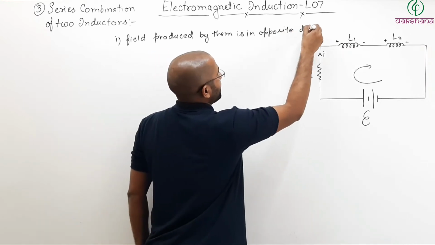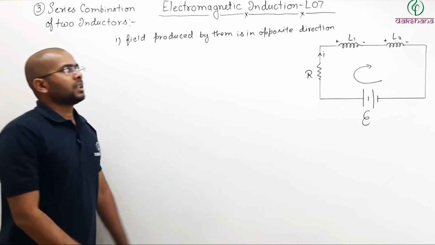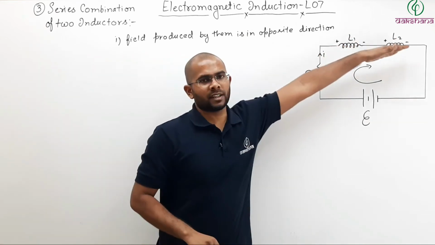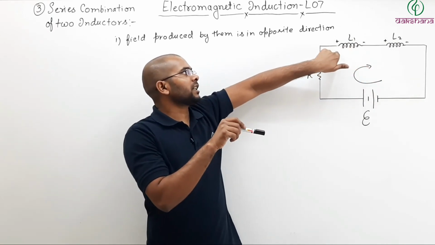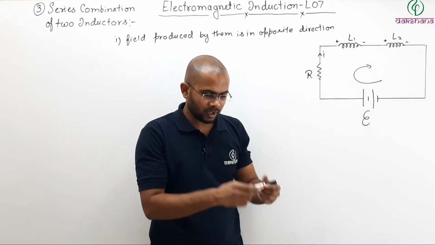This is a little bit above your syllabus, but you can just check it out. Now, how can they be in opposite direction? Because current is going in the same. They can be opposite direction because one here can be, let us say, anti-clockwise, and here it is clockwise. Both can be possible. How?